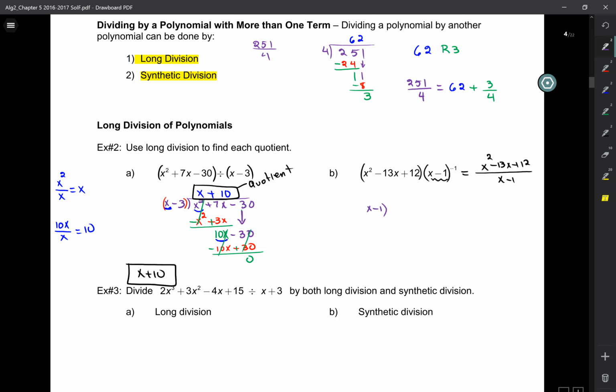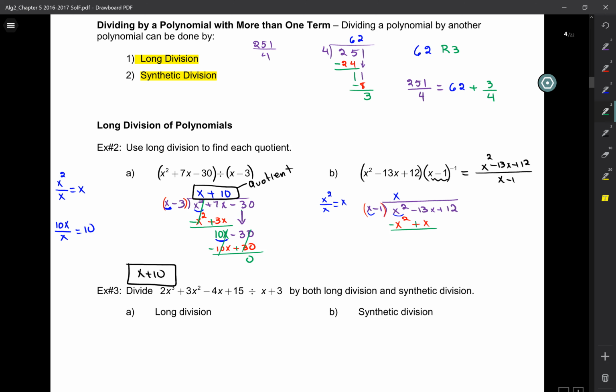X minus 1 out here. And inside I have this. Okay, now it's always the same process. Take the first term with the first term. Don't be afraid to write down a few steps. I always do. X squared over x gives you x, and I put that up here. Now what? Multiply x times x minus 1, so you get x squared minus x. Now what? Change the sign and add.